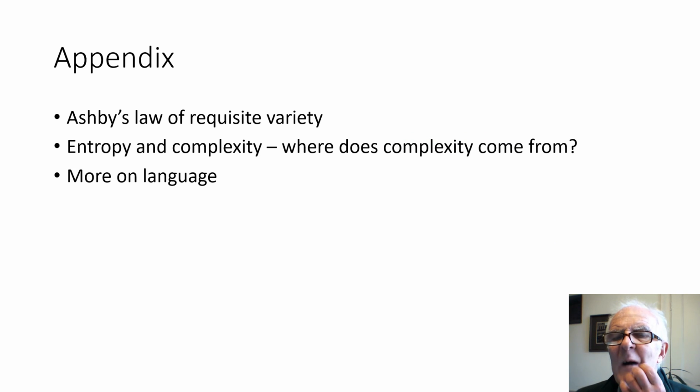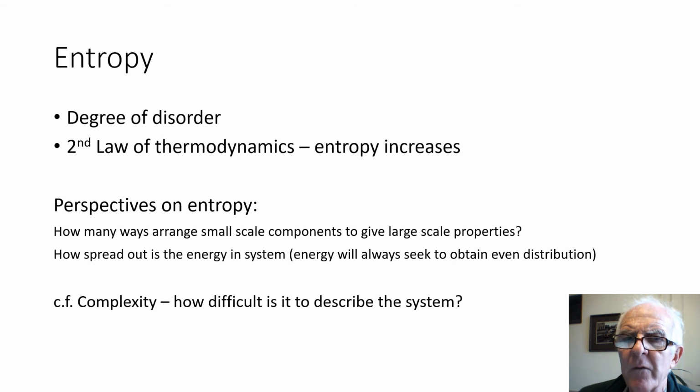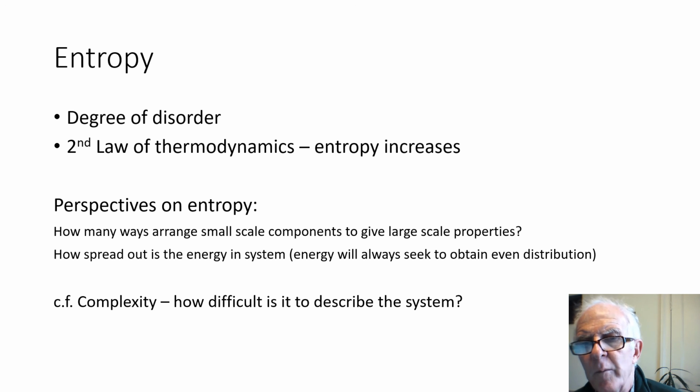The next appendix I want to look at is just a little bit more about entropy, to give you an example of entropy and complexity, which I think is quite interesting. So we've seen that as entropy goes up, complexity increases as energy is taken into the system before decreasing again. So entropy you can look at as a degree of disorder, and the second law of thermodynamics states that the entropy of any system will inevitably increase. So the entropy of the universe continues to increase from the Big Bang. So we can look at entropy as how many ways we can arrange small scale components to give large scale properties, or alternatively how spread out is the energy in the system, as energy will always seek to obtain an even distribution across the system.